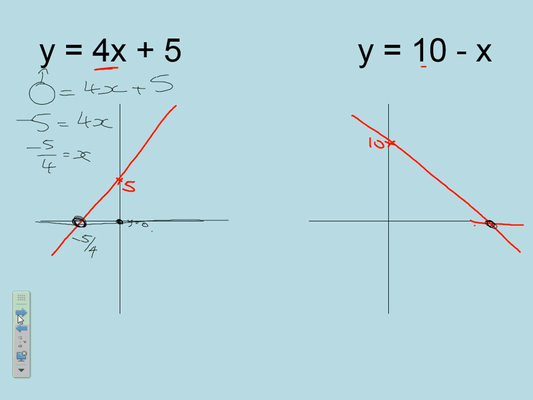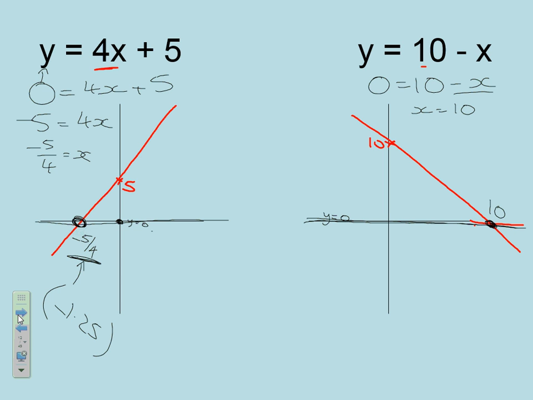Now, I don't need to do 5 divided by 4 is 1.25 and make it negative. I mean, yes, it is, but I don't need that. Just putting the -5/4 is enough. And let's do the same thing on this one here. We're going through the x-axis here. The x-axis is when y is equal to 0. So put the 0 in there. Add x to both sides. Gives us x is 10. So it crosses here when x is 10.